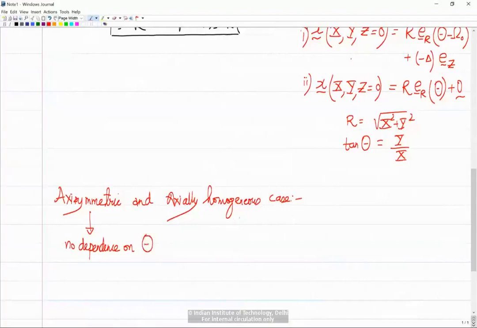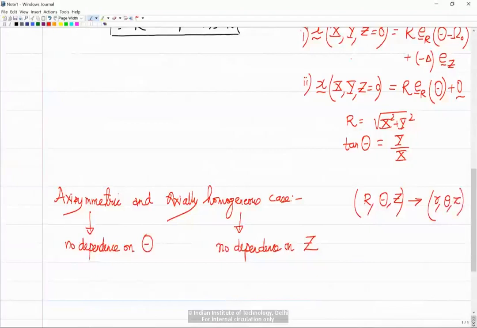Okay, and this means no dependence on big Z. So we are trying to use a cylindrical coordinate system. For the cylindrical coordinate system, the undeformed coordinates will be big R, big theta, and big Z, which are going to change to small r, small theta, and small z.